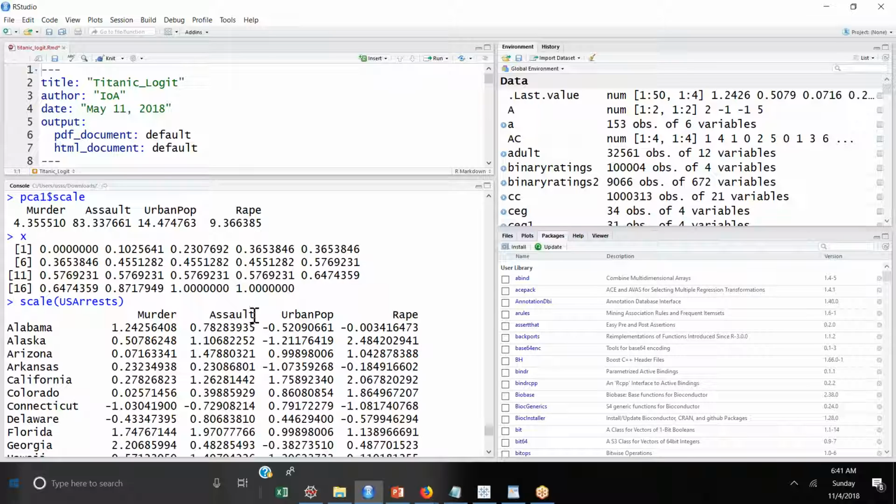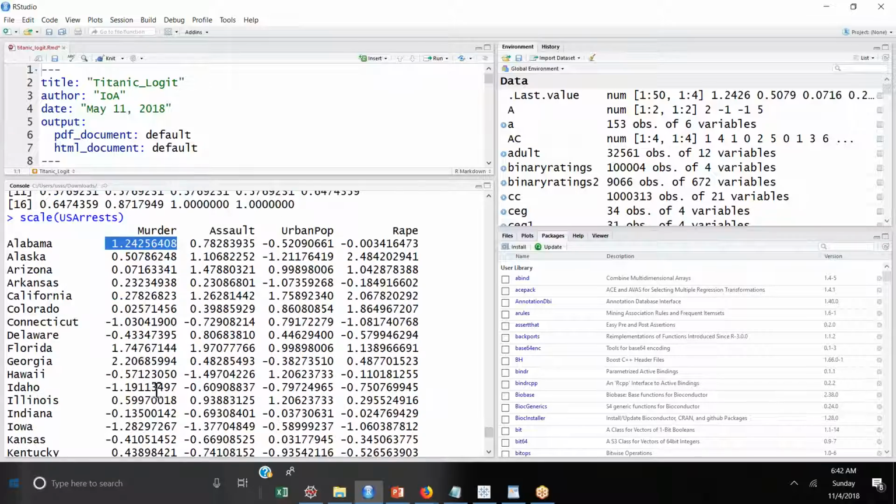But suppose this is age and this is income. Income has a lot more variation unnecessarily. We'll be explaining the variation, thinking that it's an important variable. It may not be. So this 1.24 is the scaled version: you take the murder minus the average of the murder, divided by the standard deviation of the murder, for this Alabama state. That's what this value is.